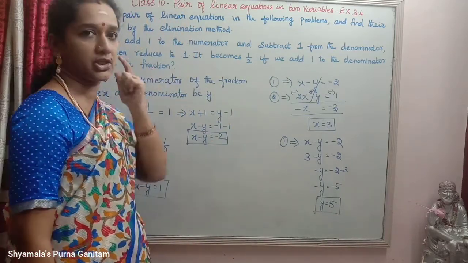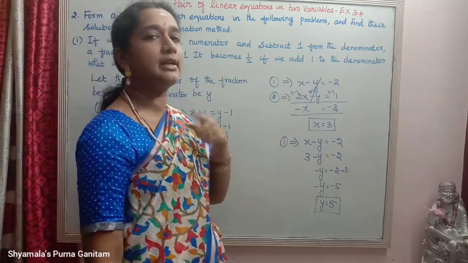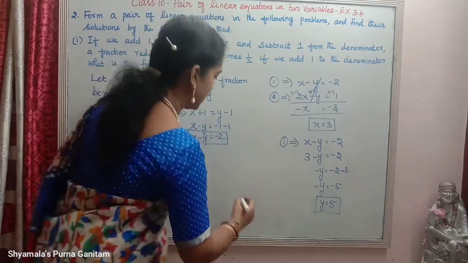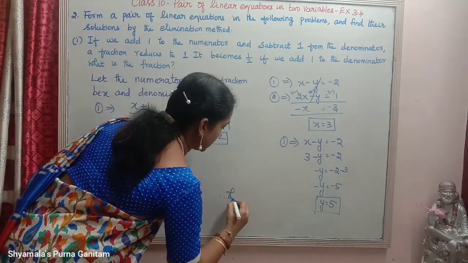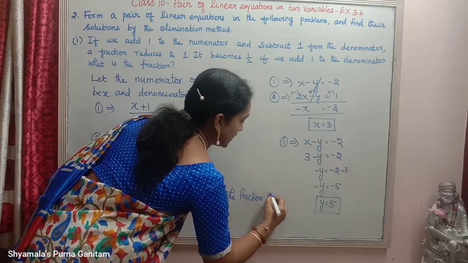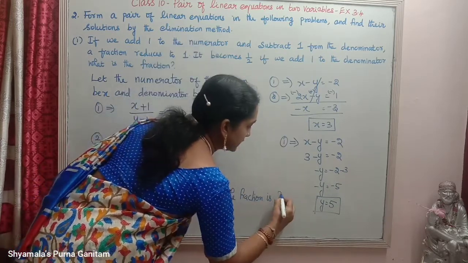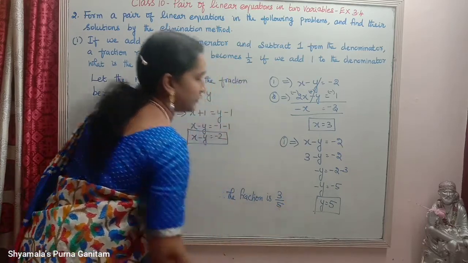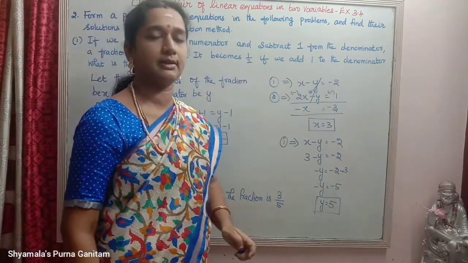What is the fraction? So I have taken the numerator and denominator as x and y. Therefore the fraction is x by y, that is 3 by 5. So 3 by 5 is the answer for this sum.